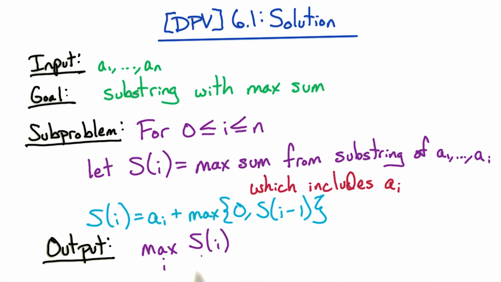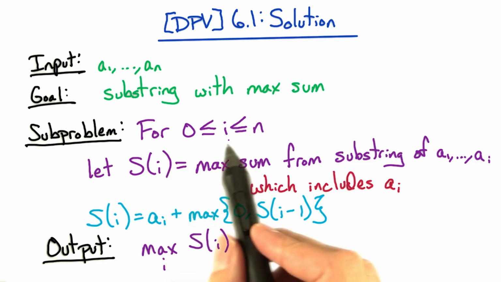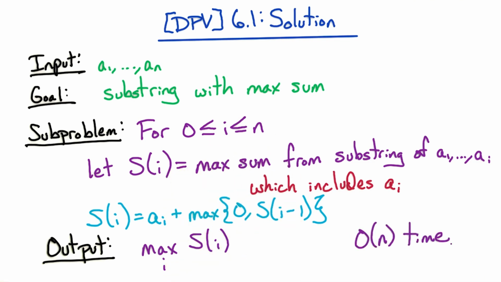And that's the output. And what's the running time of this algorithm? Well, each entry of the table takes order 1 time, because we just have to look at 2 numbers. And how many entries in the table are there? There's order n. So the total runtime is order n.